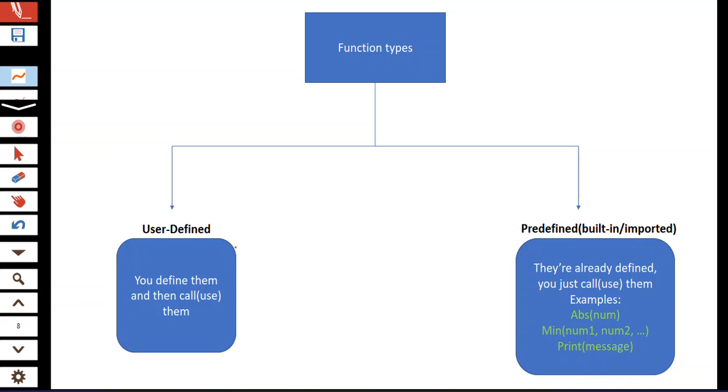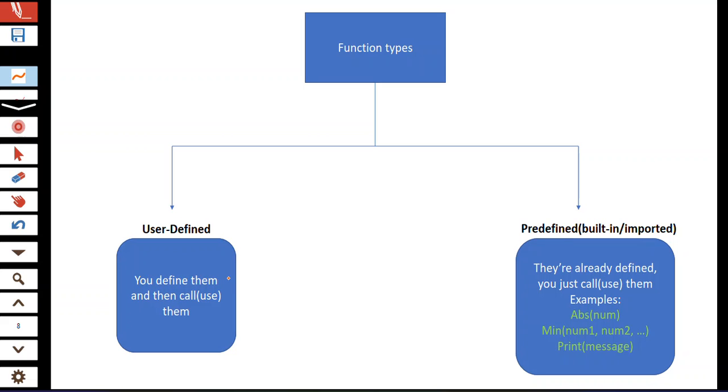Okay. Now, when it comes to functions, we need to know that there are two types of functions, and this is important, so please pay attention. The first type of functions are user-defined, just like the ones we have created so far. You define them and then you call or use them. Again, you define the function and you call it. So you do both tasks yourself as the programmer or the analyst.